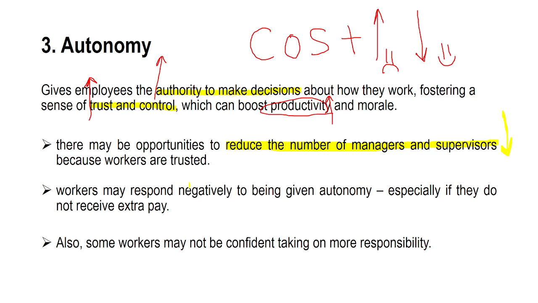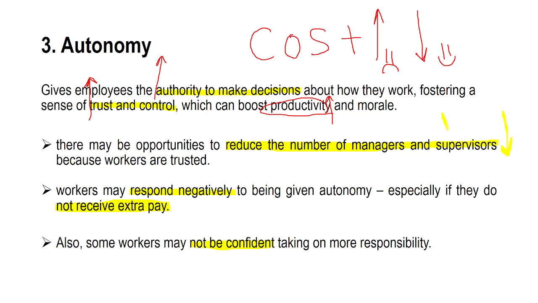Next, workers may respond negatively to being given autonomy, especially if they do not receive extra pay. So the important disadvantage of autonomy is the negative response from workers and employees if they do not receive extra pay. So autonomy should always be compatible with the amount of payment. When we give more autonomy to the workers and employees, we should give them more extra pay. Also, some workers may not be confident taking more responsibility. So we should consider whether the workers are confident to take more responsibility or not.